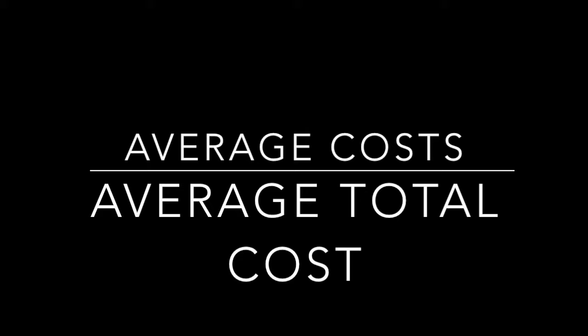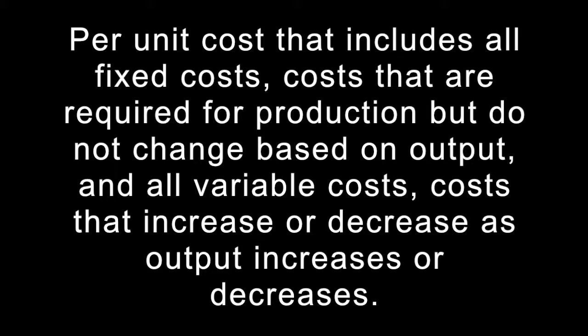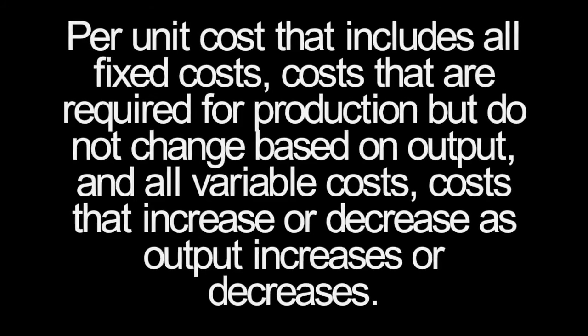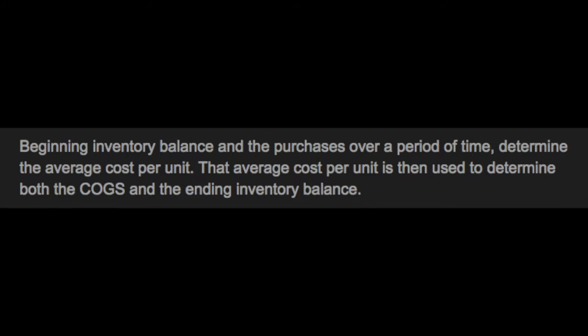Now let's talk about average costs, or average total costs. Average total cost is the per unit cost that includes all fixed costs, which are required for production but do not change based on output, and all variable costs, which increase or decrease as output increases or decreases. The beginning inventory balance and the purchases over a period of time determine the average cost per unit. That average cost per unit then is used to determine both the COGS and the ending inventory balance.